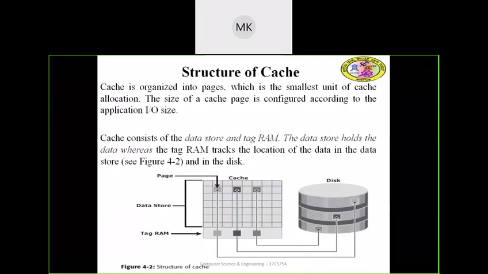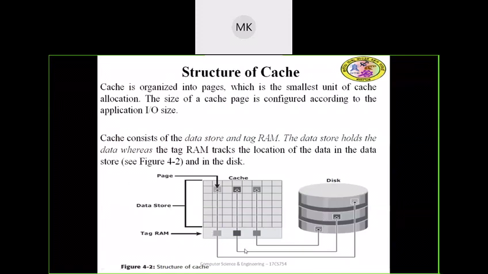Structure of cache. Cache is organized into pages, which are the smallest unit of cache allocated. The size of a cache page is configured according to the application I/O size. Cache consists of a data store and a tag RAM. The data store holds the data, whereas the tag RAM tracks the location of the data in the data store and in the disk.